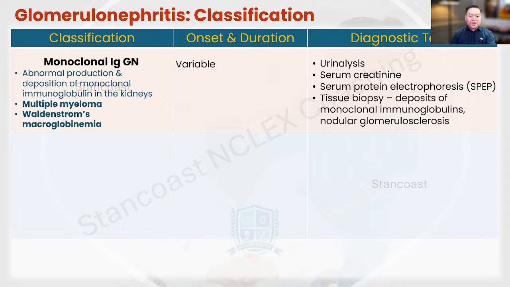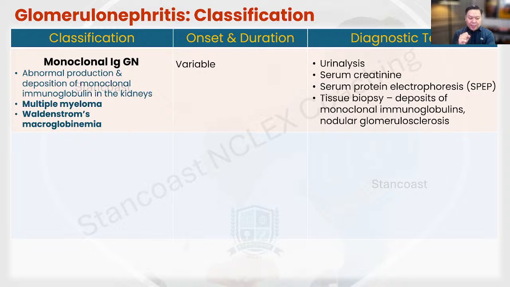Now, we're going to talk about the tissue biopsy, which is one of the mainstays in the confirmation of the diagnosis. Again, a small kidney tissue sample will be obtained surgically, and it will show deposition of the monoclonal immunoglobulins and also nodular glomerulosclerosis. So we are talking about the narrowing of the capillaries, those glomeruli. They're very tiny, they're microscopic. And so there is what we call a sclerosis.